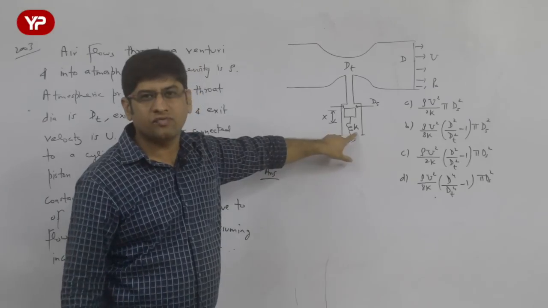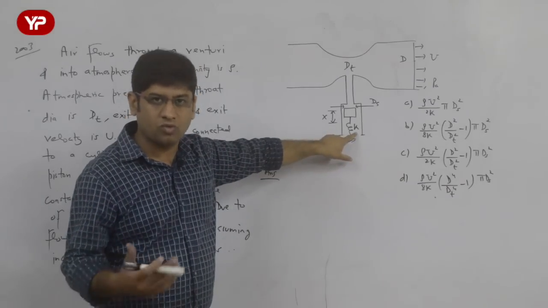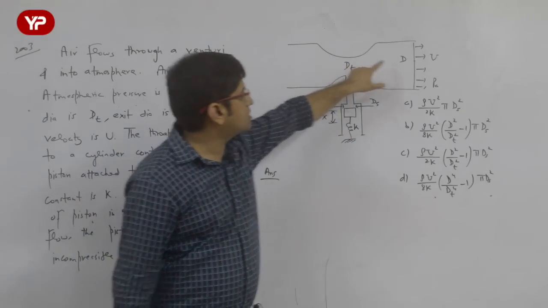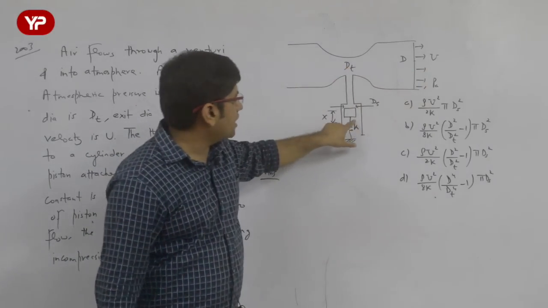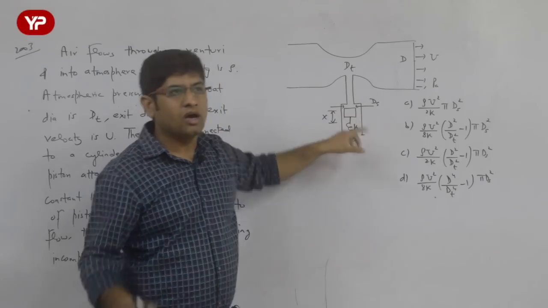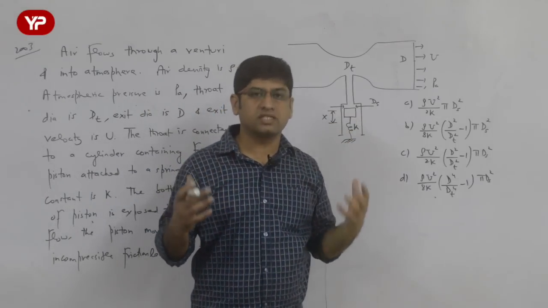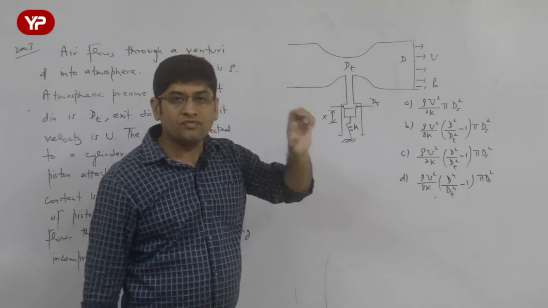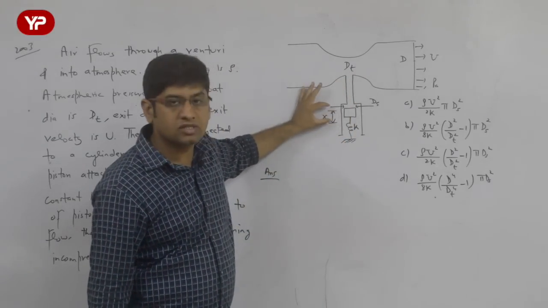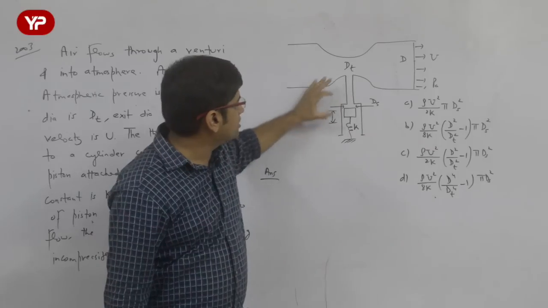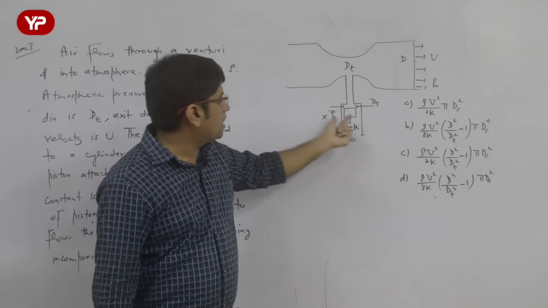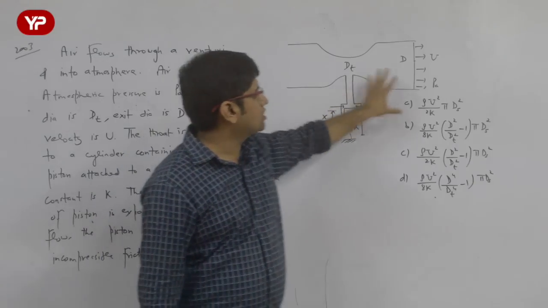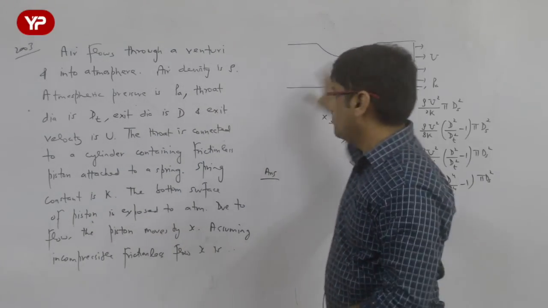This stiffness constant of the piston is used to calculate the piston force, because the pressure at the throat is less. Pressure here is P atmosphere, and pressure on this side is also P atmosphere. So the piston is subjected to a pressure force, the difference between atmospheric pressure and the pressure at the throat. That difference of pressure applies force on the piston, and the piston moves by a small distance, let us say x. The diameter of the piston given is ds. We have to put these things together to calculate the value of x.